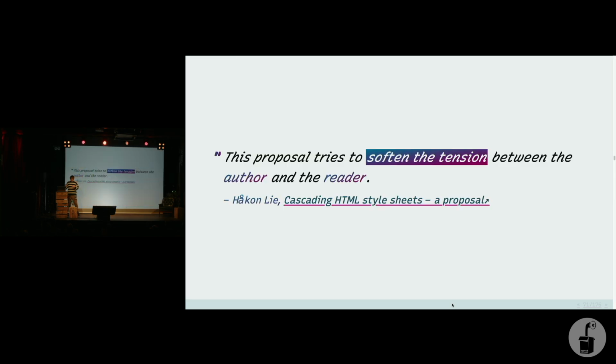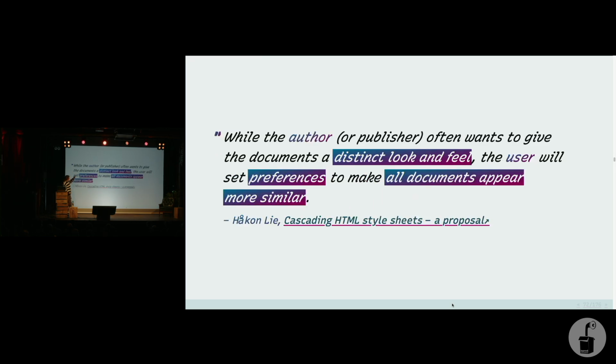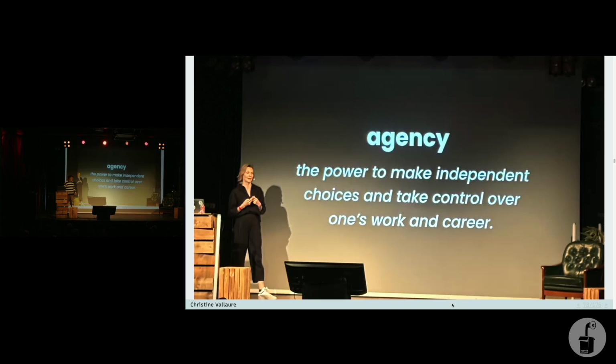And Hokum is very clear that we are specifically trying to soften the tension. This is what is special about Hokum's proposal. We're going to soften the tension between the author and the reader. And that tension is that we're going to want to make things unique. We're going to want to put our own style on it. But users are going to come along and they're going to be like, actually, can the text be bigger? Can it be dark mode? Can you stop giving me parallax that's going to give me seizures? I don't want to vomit when I look at your website. The users have preferences. We want to give them agency.